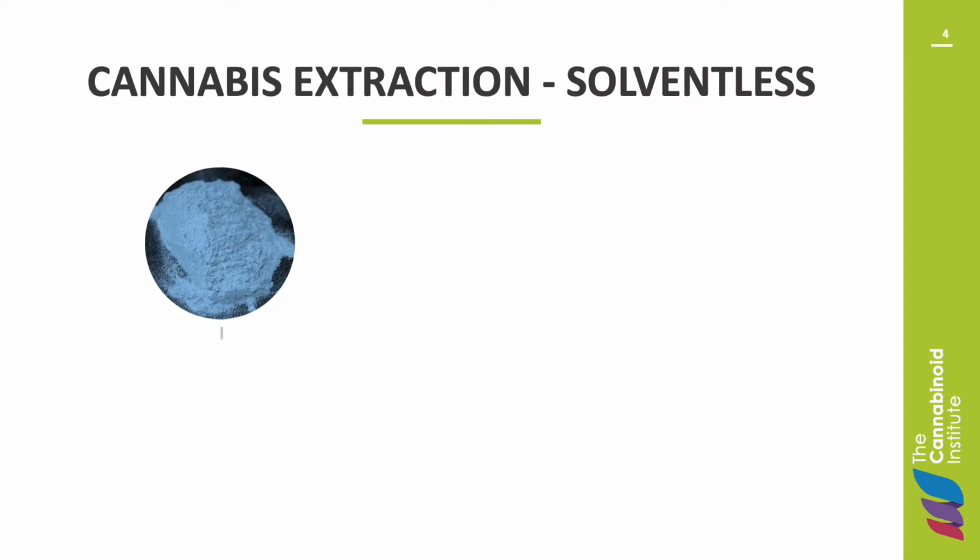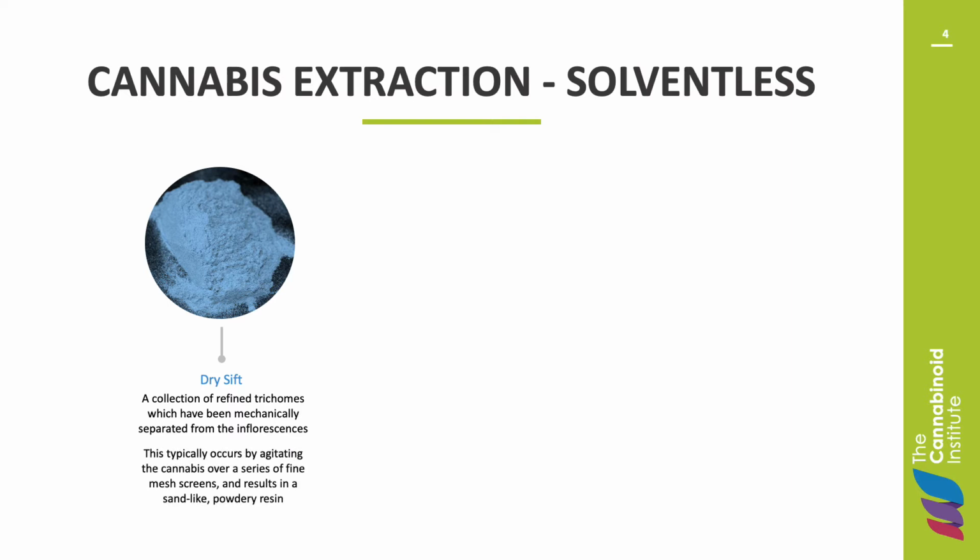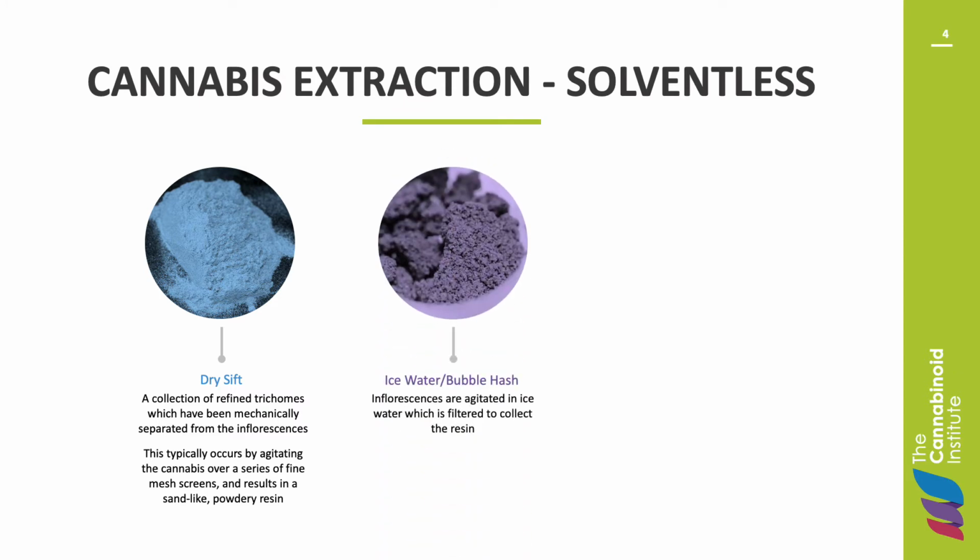Dry sift is a solventless cannabis extraction, which is a collection of refined trichomes that have been mechanically separated from the inflorescences. This typically occurs by agitating the cannabis over a series of fine mesh screens and results in a sand-like powdery resin. To make ice water or bubble hash, inflorescences are agitated in ice water, which is then filtered to collect the cannabis resin. The resin is then dried and pressed into hash.